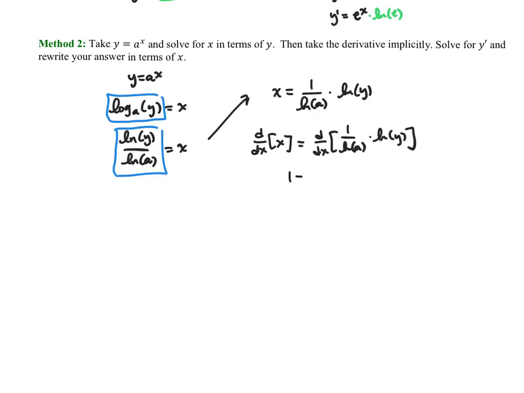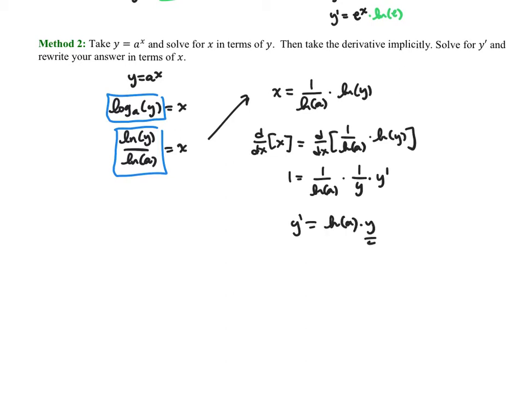Well, the derivative of the left side is 1. The derivative of the right side is going to be 1 over ln of a times the derivative of ln of y, which is 1 over y times dy dx, or y prime. Now I need to solve for y prime. So I'm going to multiply both sides by ln of a and y. So y prime is equal to ln of a times y.